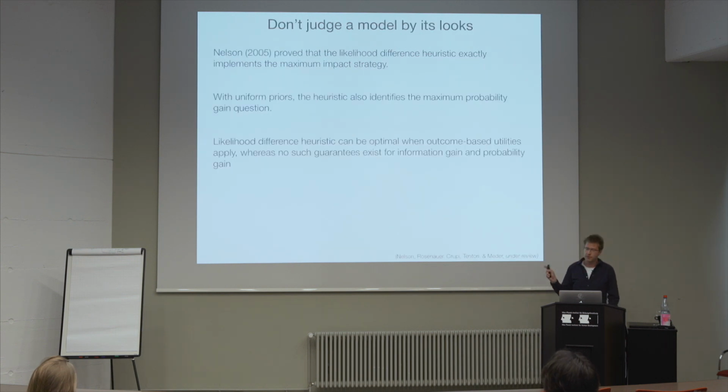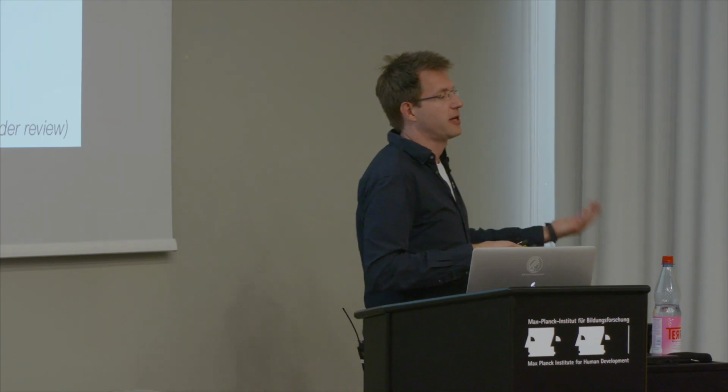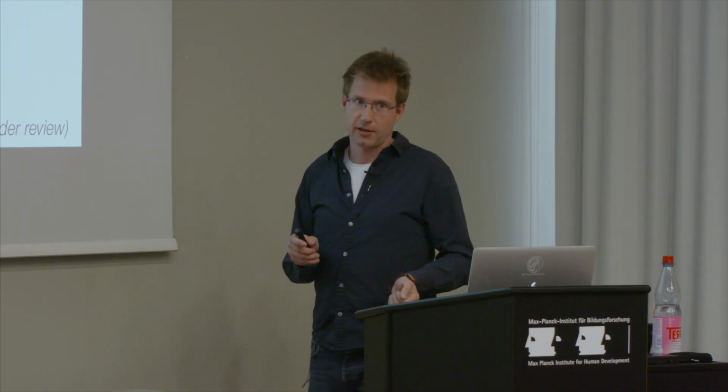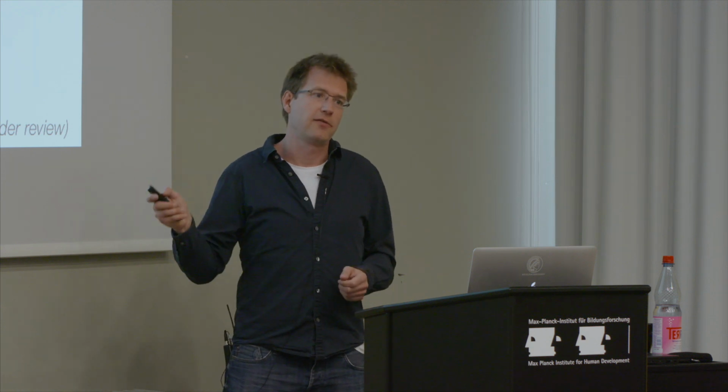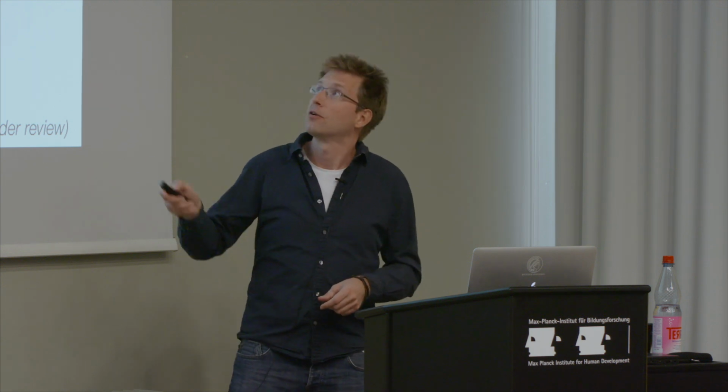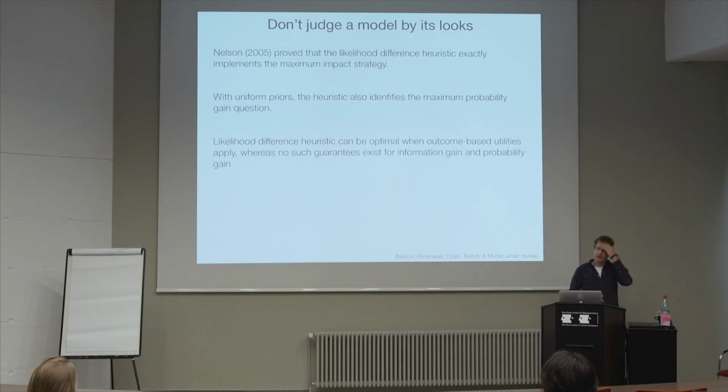But one thing to note is that in the original papers, that was considered a silly strategy, because they had a particular normative model in mind and said, okay, people don't do that, but they take this likelihood difference. That's a bad idea. But in fact, you can show through analytic analyses that this strategy exactly implements a particular type of Bayesian model. Jonathan showed that if you go with a likelihood difference heuristic, you maximize expected change in beliefs. You can also show that with uniform priors, so if both types of aliens were exactly equally likely, you will also identify the higher probability gain question.